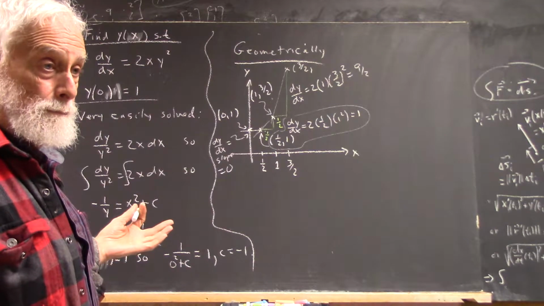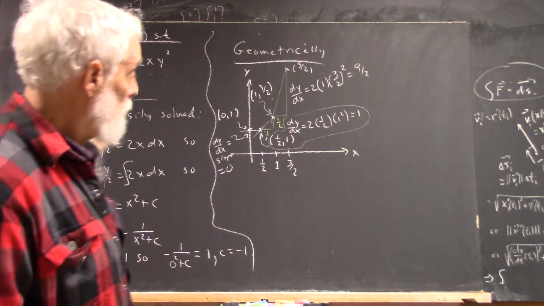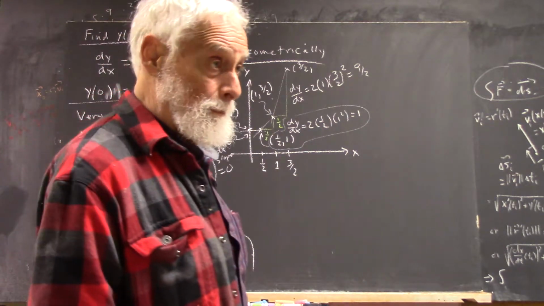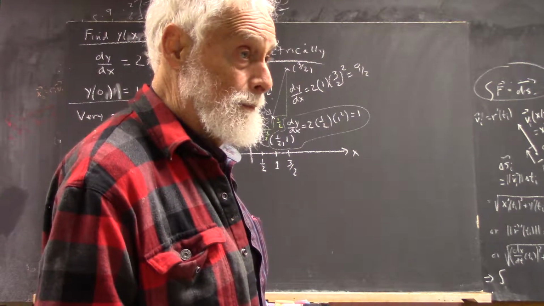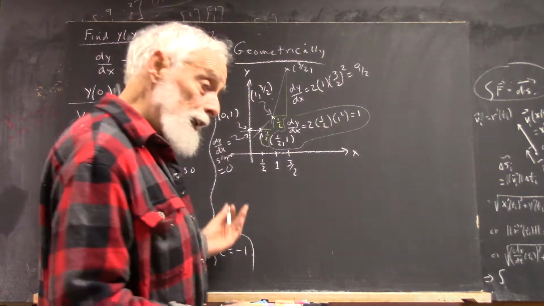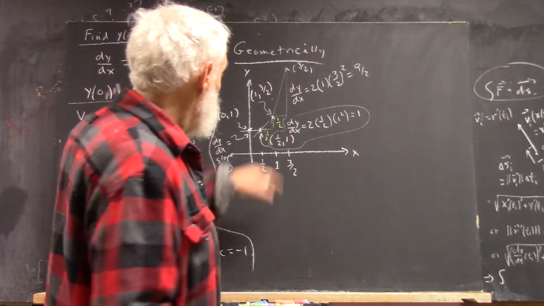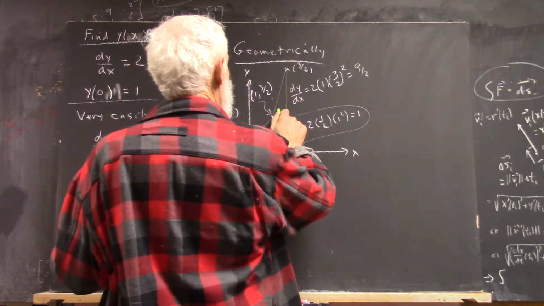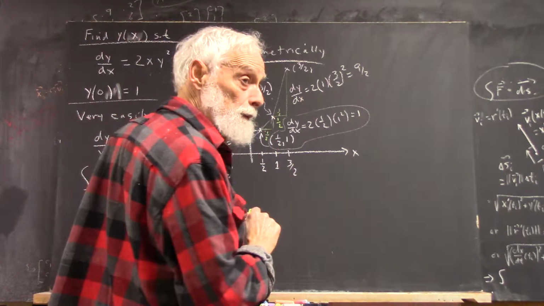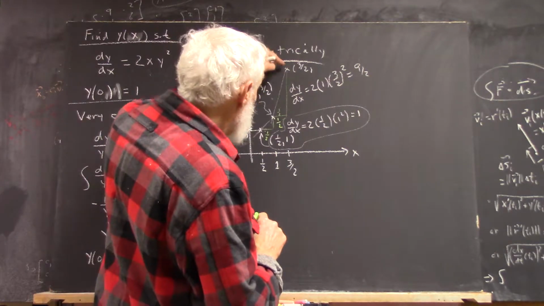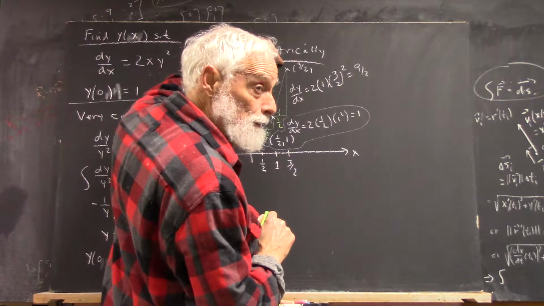So the slope is 9/2. You're moving half a unit, right? Half that much, plus whatever it was before. So if your slope is 9/2 and you move half a unit, well then this side of the triangle is 1/2, right? The rise has to be 9/2 of that, right?